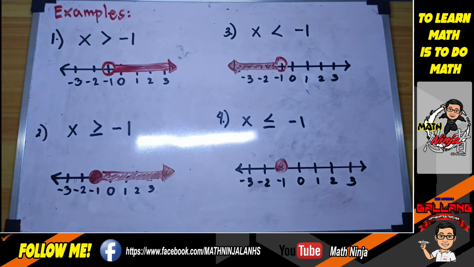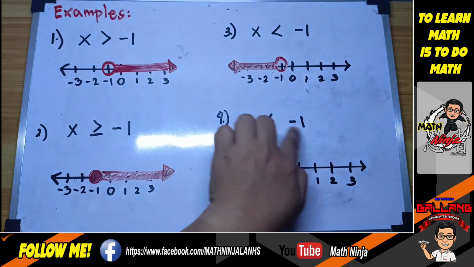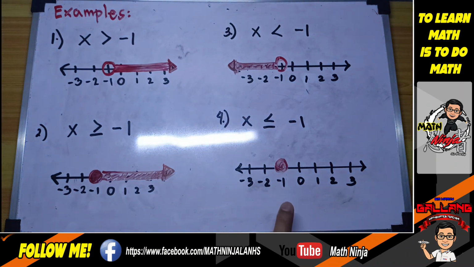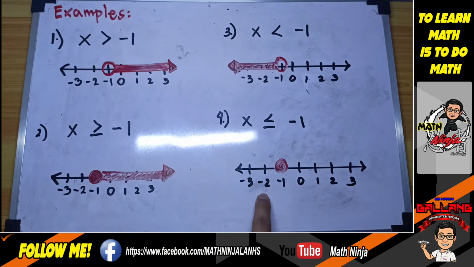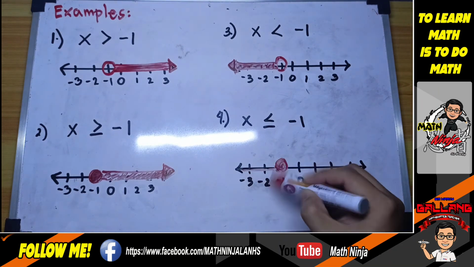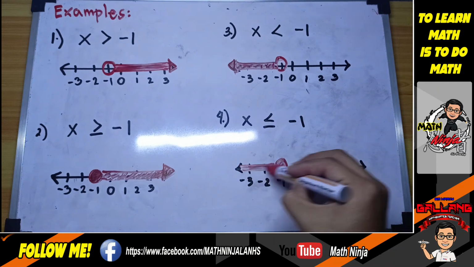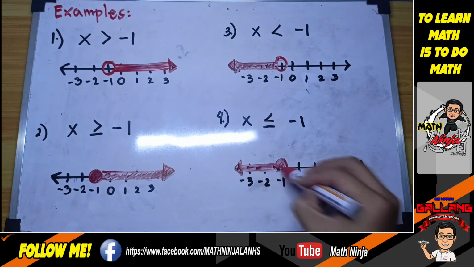And identify na natin afterwards yung magiging part ng ating solution set, kung anong parte ng number line. So, sabi dito, x is less than or equal to negative 1. So, solid circle meaning kasama yung negative 1 sa magiging solution set. Okay. So, ano ba yung mga numbers or values ng x na less than negative 1? And that are from negative 2 to negative infinity. So, ito yung part ng number line ang ating shina-shade-an. So, meaning, kasama ito sa ating solution set.